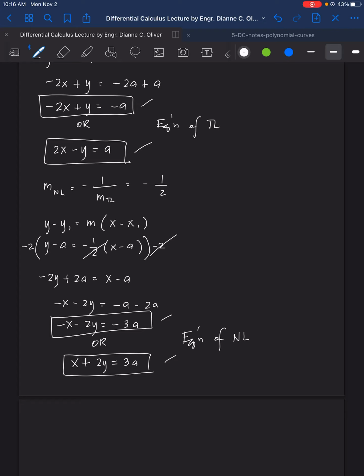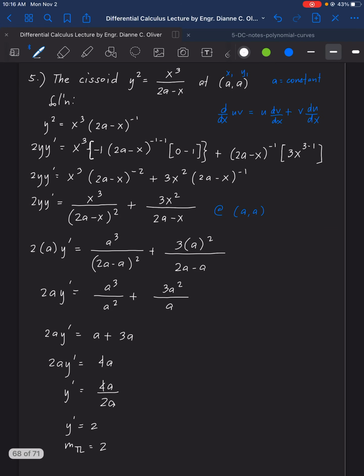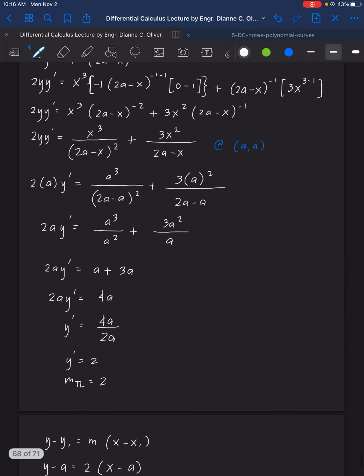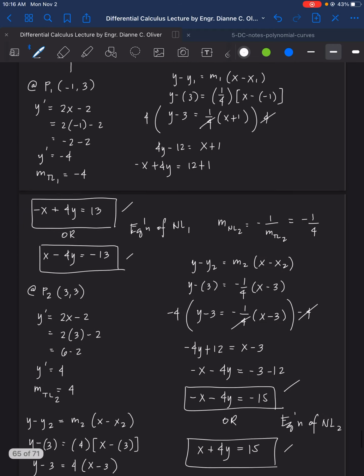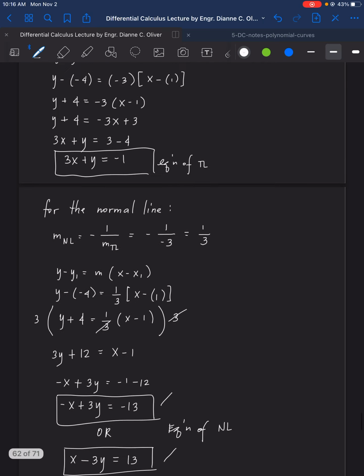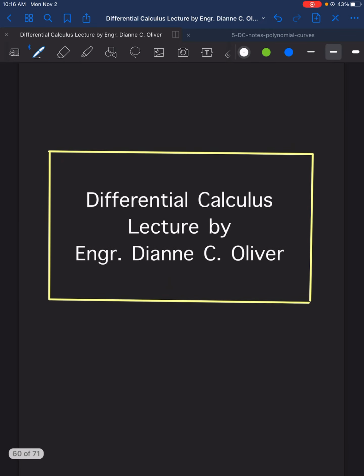So that's how to solve for the equation of the tangent line and normal line for example number 5. For the rest of the exercises, we will have a part 2 of this solving. Stay tuned for parts 2 and 3 so that we will solve the sample problems given in your differential calculus handout. So that's all for today. Stay tuned for the rest of the lecture series.